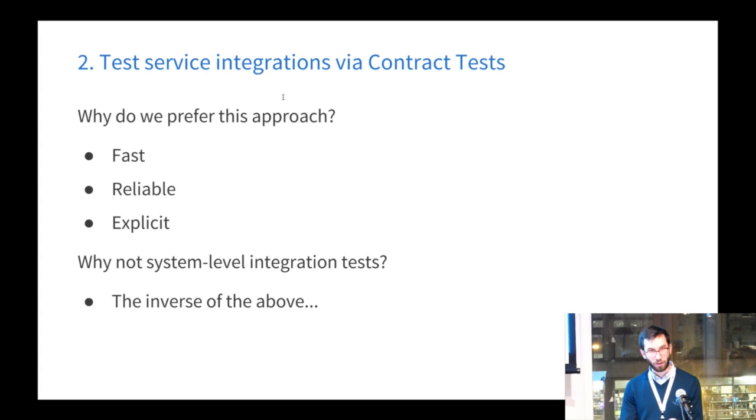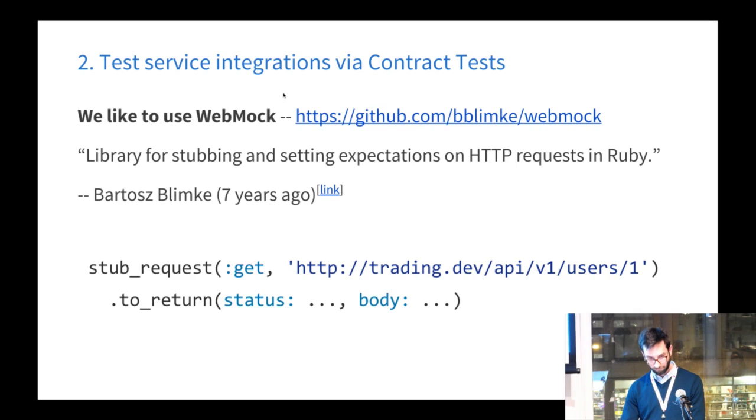And the reason that wouldn't be good, or I think that it isn't good, is that it is essentially the inverse of the three things that I said were really important before, right? They're not fast because they have to do I/O. They can be expensive to orchestrate, and they're not really that explicit, depending on how you write them. You might actually have to do a bunch of digging to figure out what went wrong when they break. So that's why contract tests.